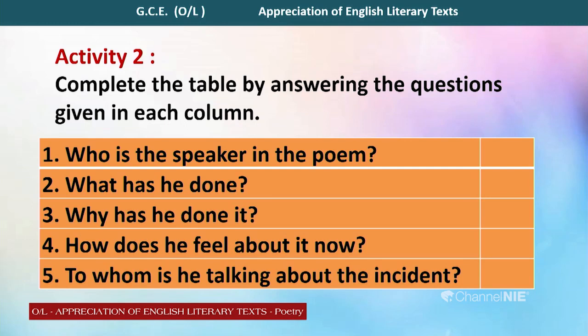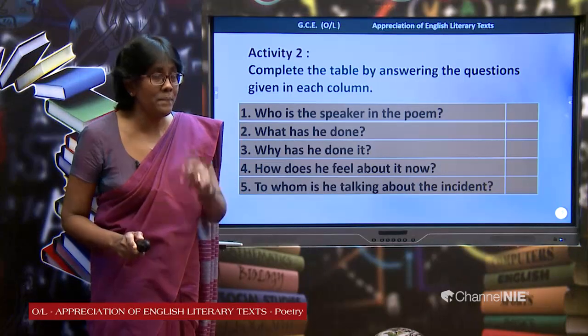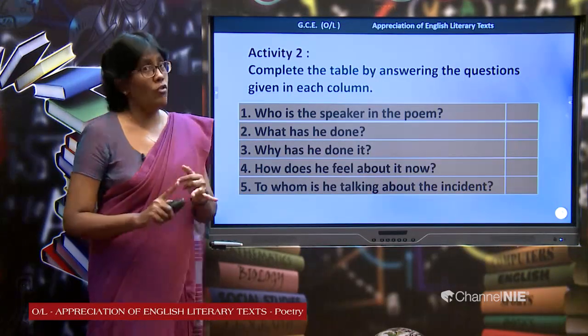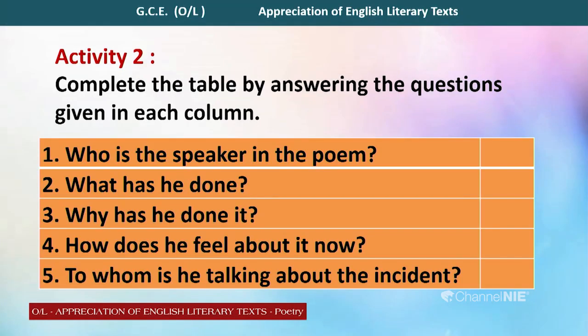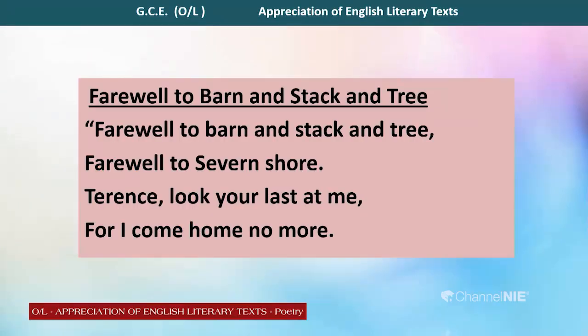And final question, remember, to whom is he talking about this incident? Shall we find the answers? Can you remember the questions? Keep the questions in mind when I read the poem, when you read the poem. Who is the speaker? What has he done? Why has he done that? And what does he feel about it now? And to whom is he going to tell about this incident? Are you ready? You're going to find answers and you can recite also with me. Right.